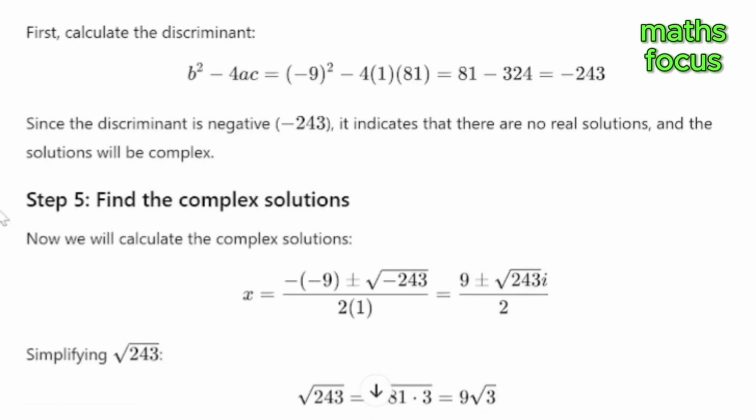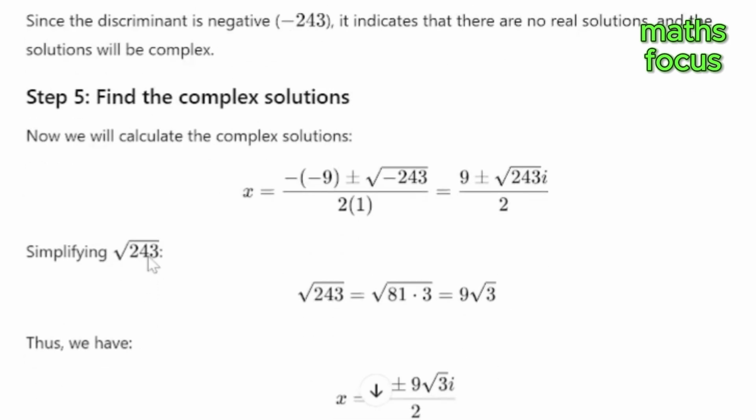complex. Step 5, we want to find the complex solutions. Now we will calculate the complex solution. x is equal to minus bracket minus 9 plus or minus square root of minus 243, then divided by 2 multiplied by 1. This is equal to minus times minus 9, that will be plus 9, then plus or minus square root of minus 243, which is now square root of 243 i, because square root of minus 1 is equal to i. Everything divided by 2.